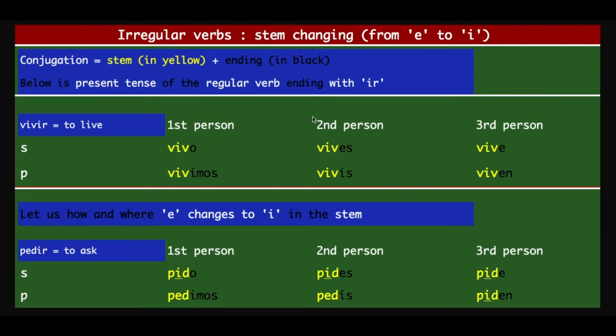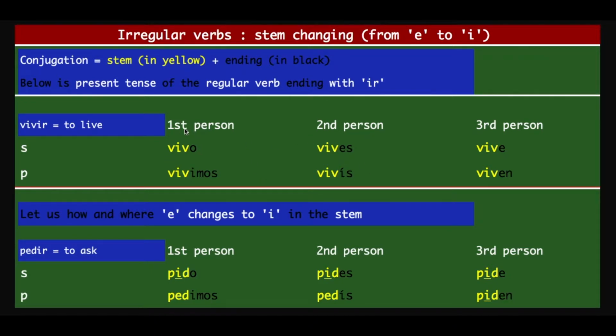The entire class is divided into two parts. The first one is here and the second one is here. The first one is just an example to show you how a regular verb gets conjugated. And then we move on to this specific case of E to I change in the stem, right? So let us take a look, folks. The example verb which is regular is vivir here, which means to live. So the way it gets modified is the stem remains as it is, as you can see in yellow, and the black part is what changes. So wherever you find any regular verb ending with IR, this is the way it gets modified, right?